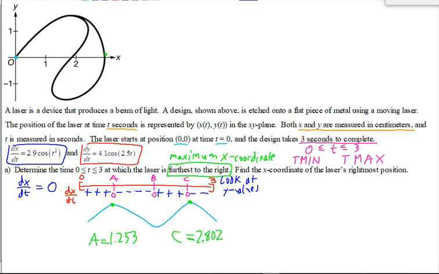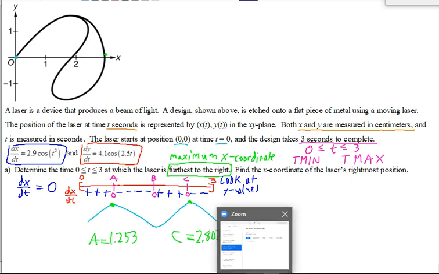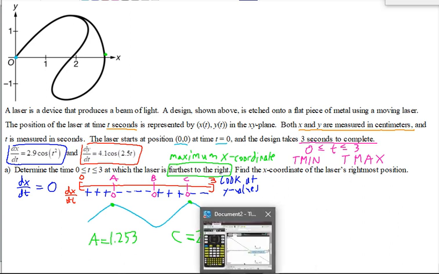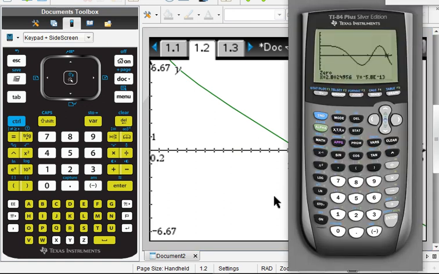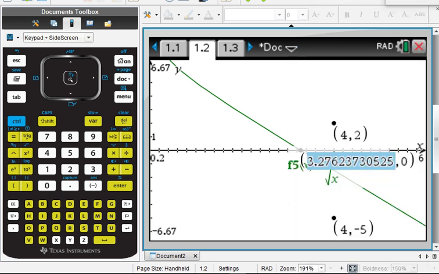And then we need to compare, let's store this in our calculator first. Second quit, store alpha C. We need to compare which one of these is actually the maximum. So let me go back to the Inspire real quick, and then we'll do that.